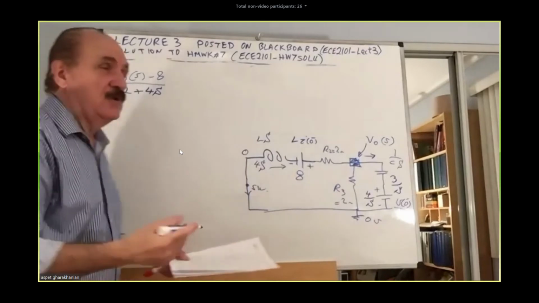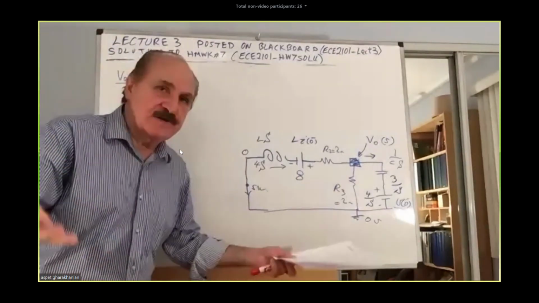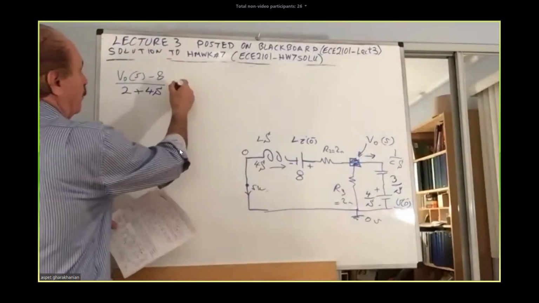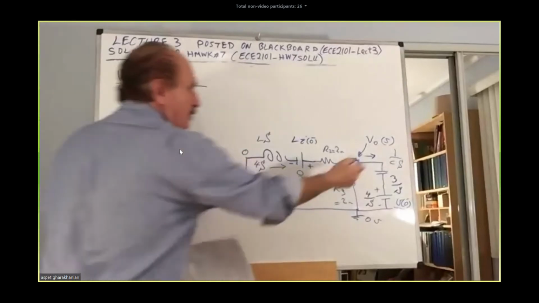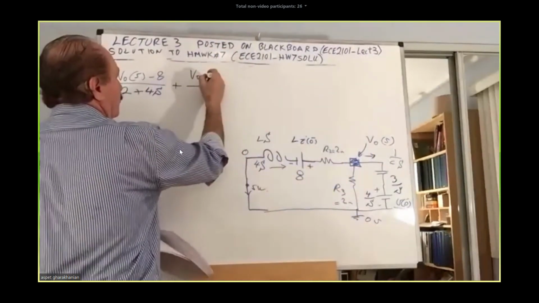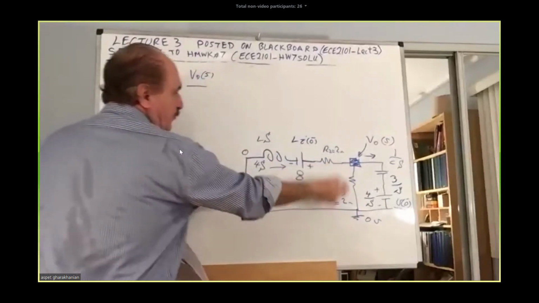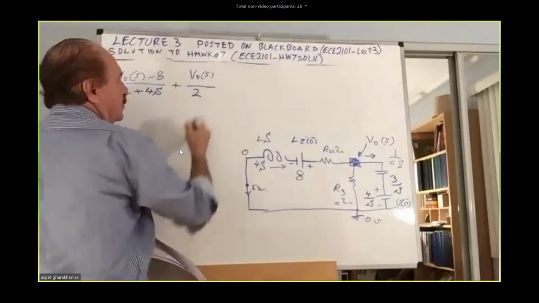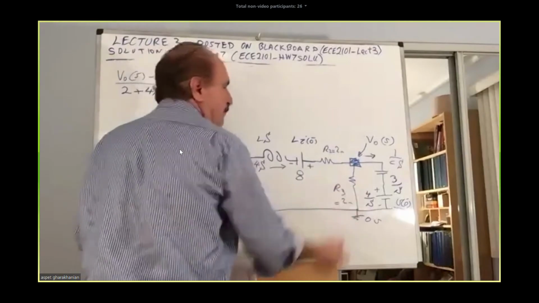Of course, which current? It's the Laplace current. Plus the voltage there, the Laplace voltage, divided by R3, that's 2. This will give you the current going down there.